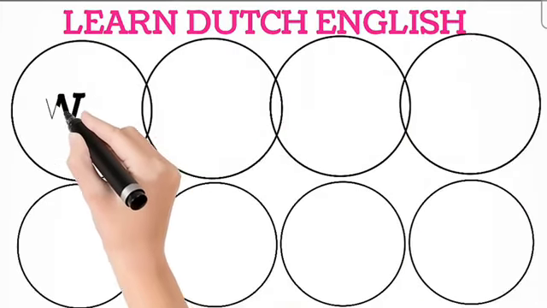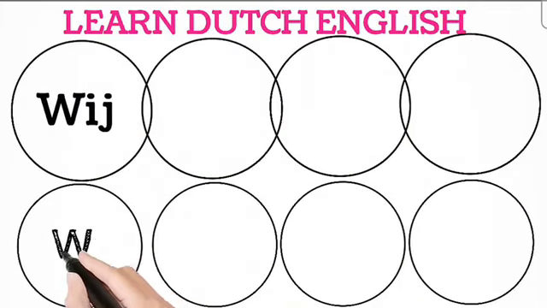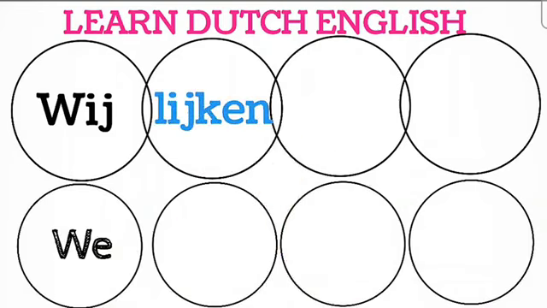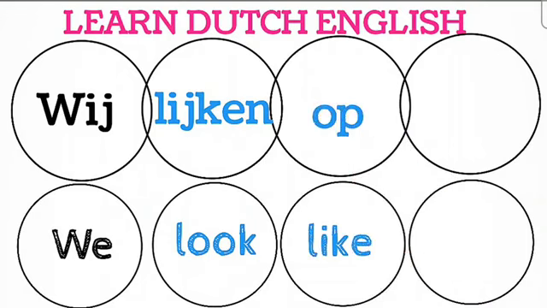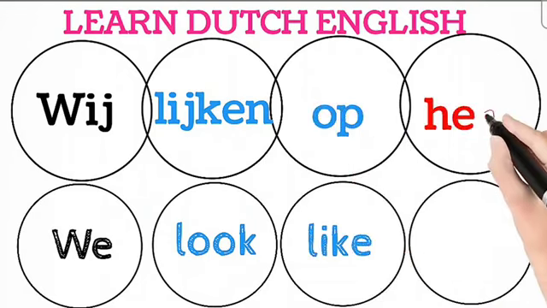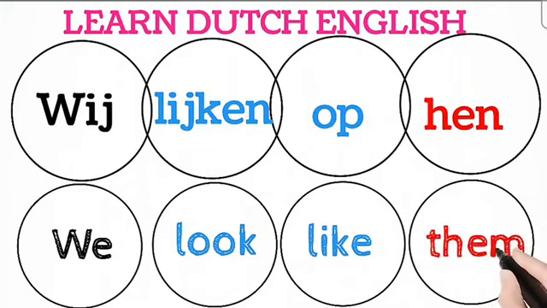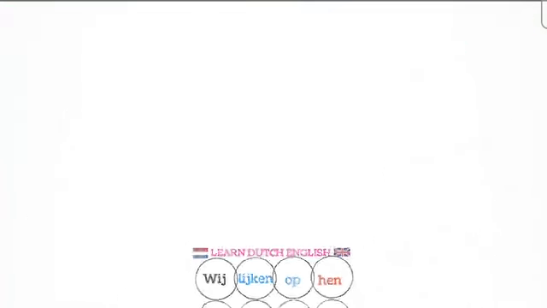Learn Dutch and English together. Wij. Dat betekent we. Lijken op. Dat betekent look like. Hen. De betekenis van het in het Engels, them. Wij lijken op hen. We look like them.